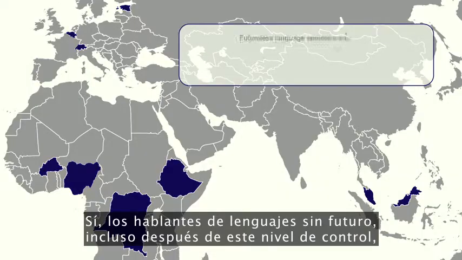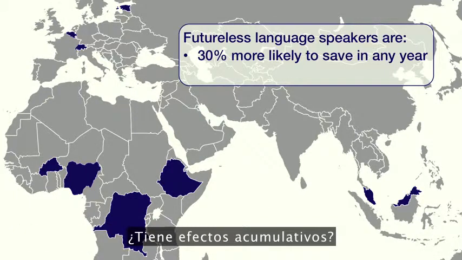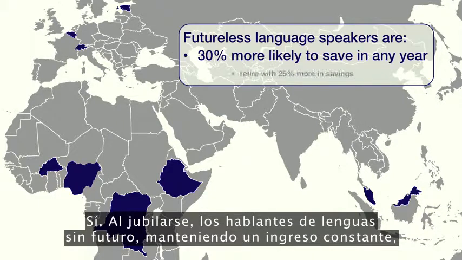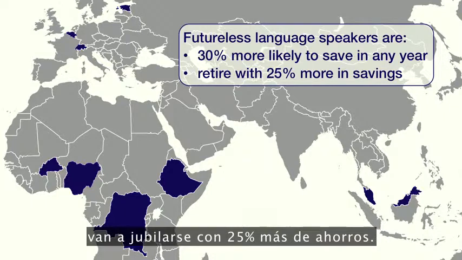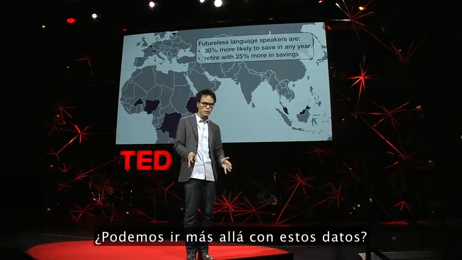Now, even after all of this granular level of control, do futureless language speakers seem to save more? Yes. Futureless language speakers, even after this level of control, are 30% more likely to report having saved in any given year. Does this have cumulative effects? Yes. By the time they retire, futureless language speakers, holding constant their income, are going to retire with 25% more in savings. Can we push this data even further?